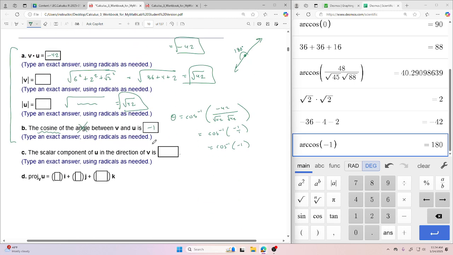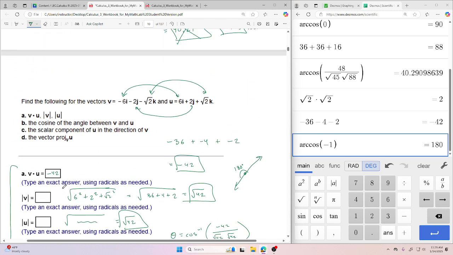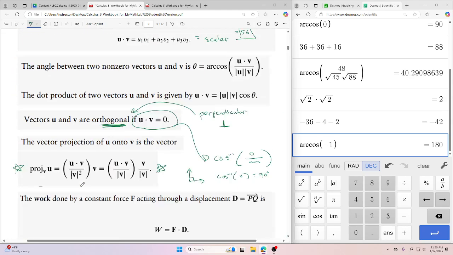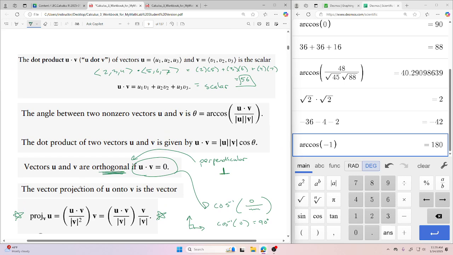So what is it now to have the scalar component of u in the direction of v? I got to go look at formulas. I haven't looked at that yet. I haven't seen it yet, and I can't remember. Even the projection, I just skipped right over. So let's go back and look at this stuff. Are y'all good so far, though? Okay, so let's go back to look at the formulas and see if I could find that somewhere.